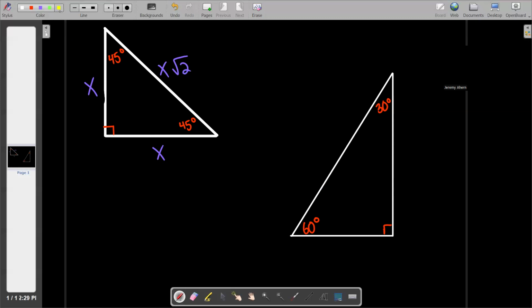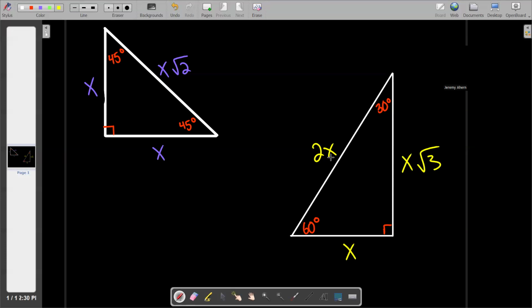And if you have a 30, 60, 90, and you know that the shorter leg, this is important that it be the shorter leg, is x, then the longer leg is x root 3, and the hypotenuse is 2x. Good. So having said that, before we go to the next ones, let's talk about working backwards.